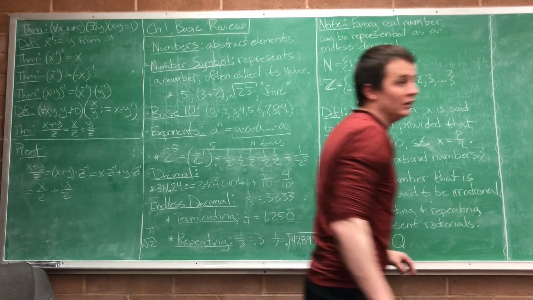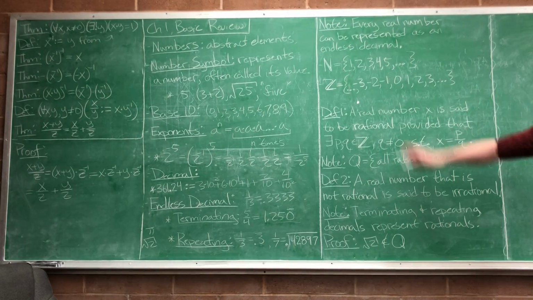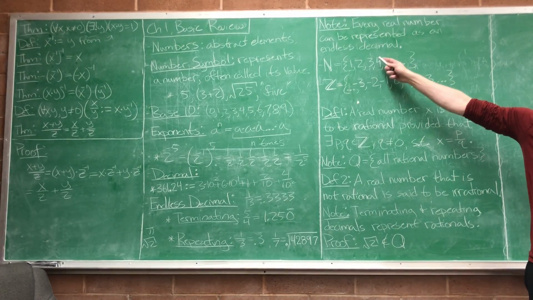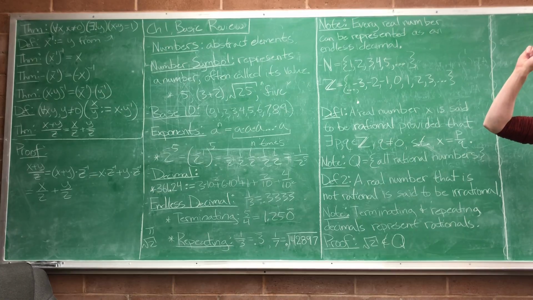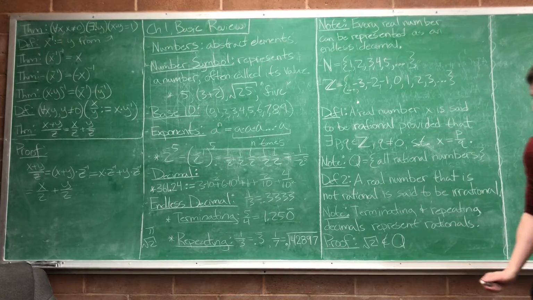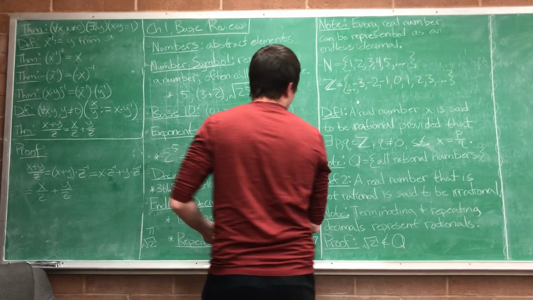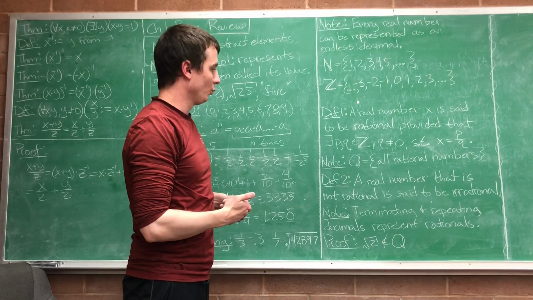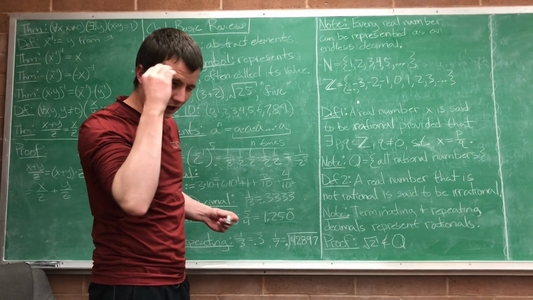Now, it is beyond the scope of this class, but it turns out that every real number can be represented as an endless decimal number. We won't prove that, you'll just have to take my word for it, that's a fact. And so this splits all the real numbers into two categories, the ones that are repeating decimals and the ones that aren't.